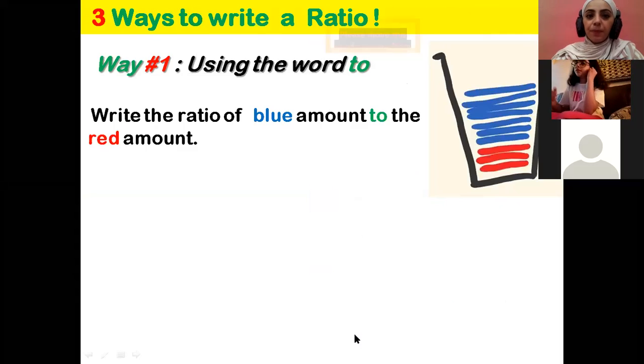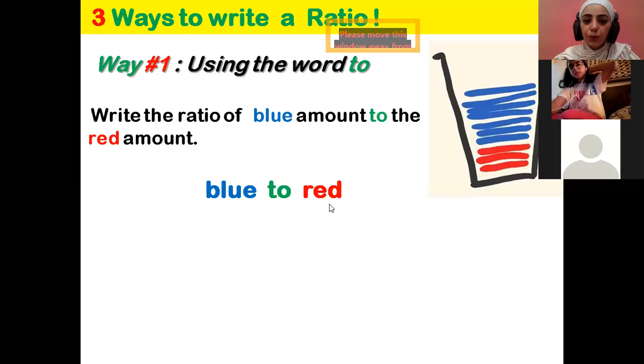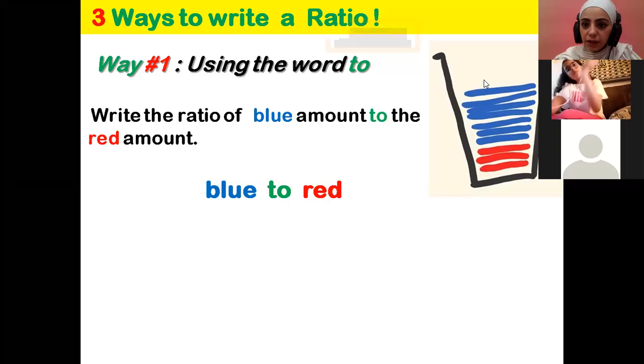Okay. Now we're going to learn the 3 ways that we use to write ratios. Way number 1 is using the words, like how the questions were. Now write the ratio of blue amount to the red amount. Look at the blue here. Blue to red. We're writing this in words. How many blue lines are there and how many red lines are there?